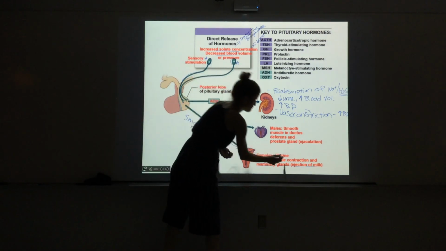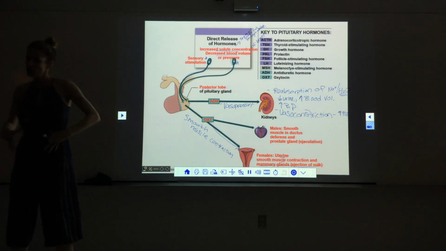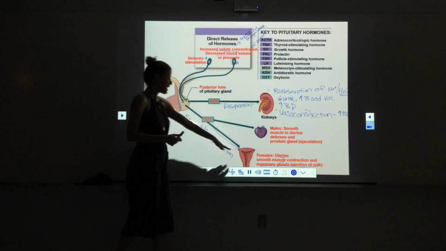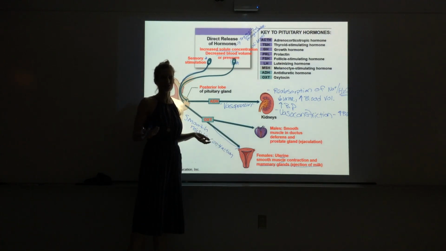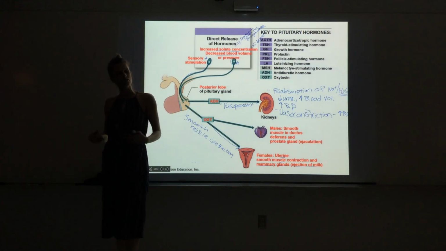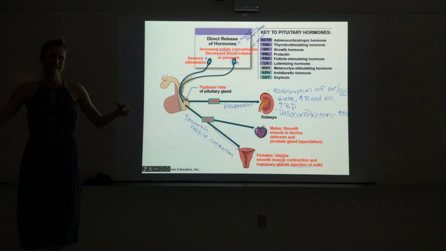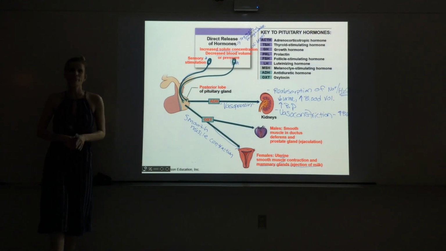Uterine contraction. This is during birth, when the uterus contracts in order to expel the baby from the uterus. That's because of oxytocin. And we actually give synthetic oxytocin to patients. If a patient's labor has stalled, we'll give them Pitocin, which is oxytocin, and that literally stimulates the uterus to start contracting to push the baby out.